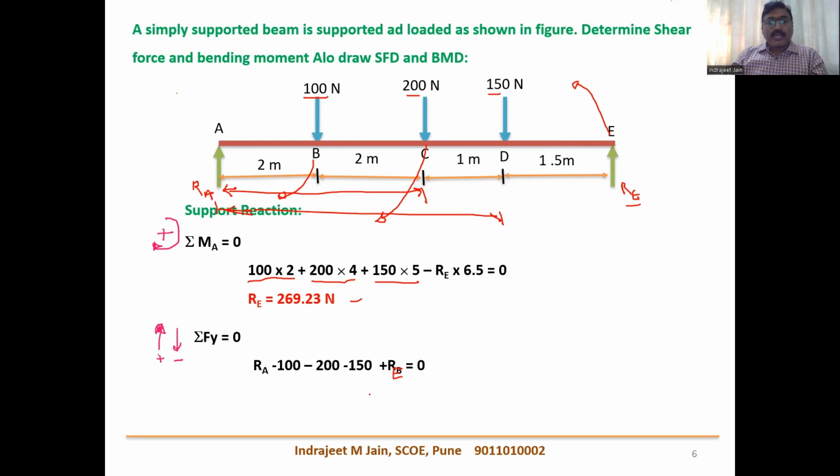Substituting the value of RE from the above equation, we'll get this equation. And you get the value of RA as 180.77 Newton. So by this we will get the value of support reactions RA and RE. Now all the forces acting on this beam are known. Now we will calculate shear force.